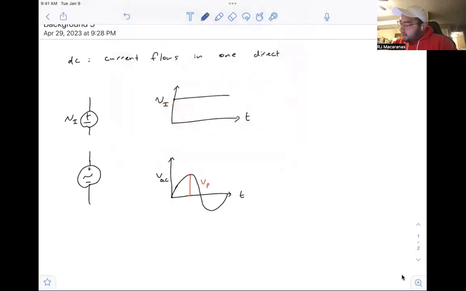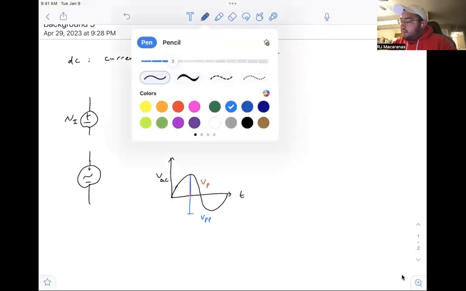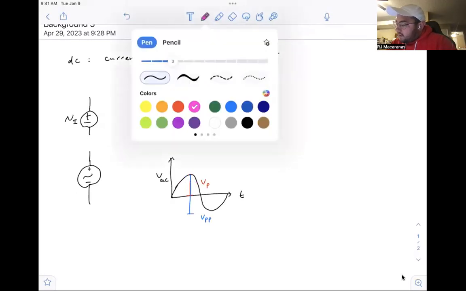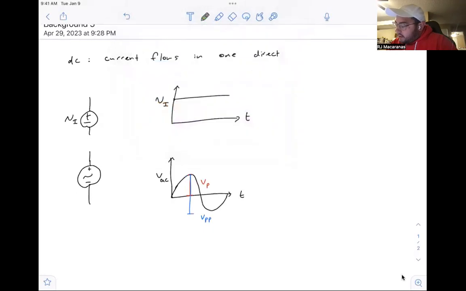You can also specify the peak to peak, and so how far that distance is. That's V peak to peak. Or you can specify the root mean square voltage. And that's about here. So maybe I won't make that pink. That's kind of hard to tell there. Let's make it green. So this would be the RMS voltage.